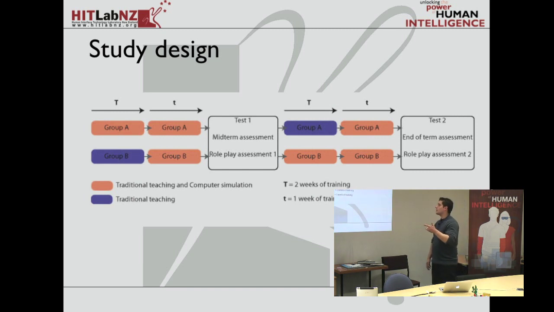After that, we would have 1 week of common training on the computers, and then we would have a test. The test would actually fit in the course as a midterm, and on top of that, we added a role-play assessment as well to collect another set of data. And then we would reverse the situation. The group that had the simulation before will now only have the traditional teaching for 2 weeks. Then we would have another week where both groups would have the simulator, and then a second test, which is basically the end of term assessment.